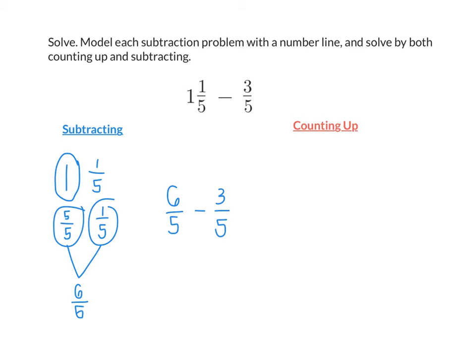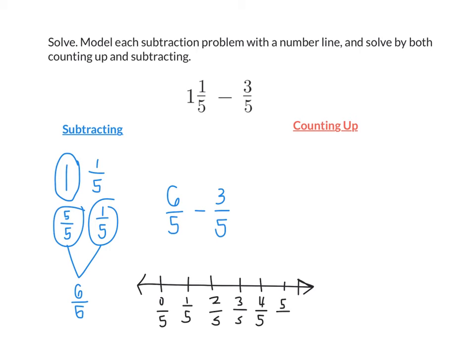Okay, let's subtract first. If I have 6/5 and I take away 3/5, let's use a number line. So here's 0/5, 1/5, 2/5, 3/5, 4/5, 5/5, 6/5.